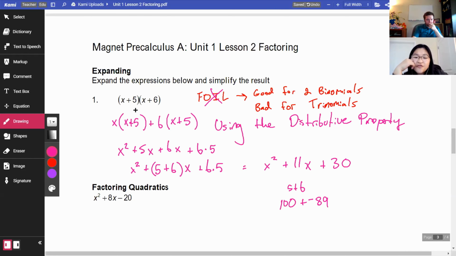Well, there are a finite number of factors of 30, right? 30 is only a list of maybe 8 numbers: 30 times 1, 2 times 15, 3 times 10, 5 times 6.